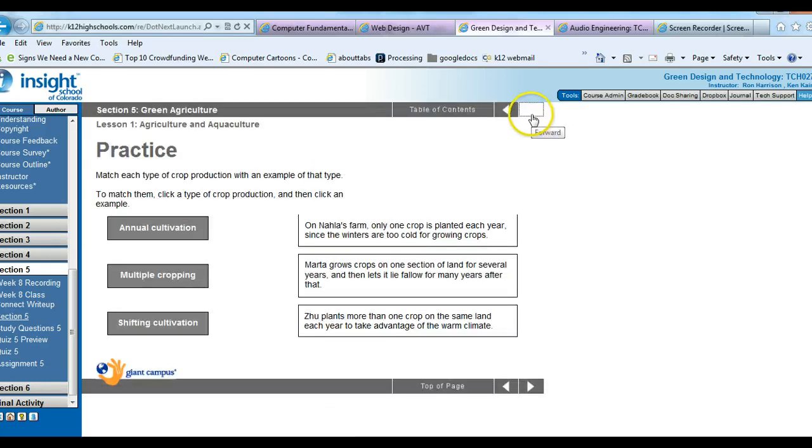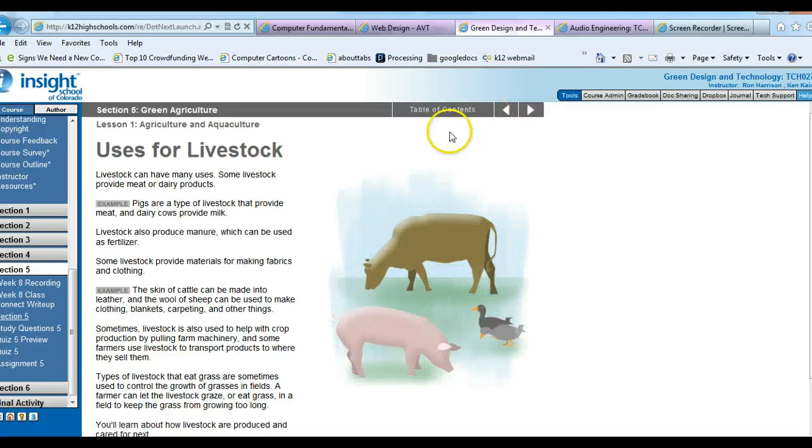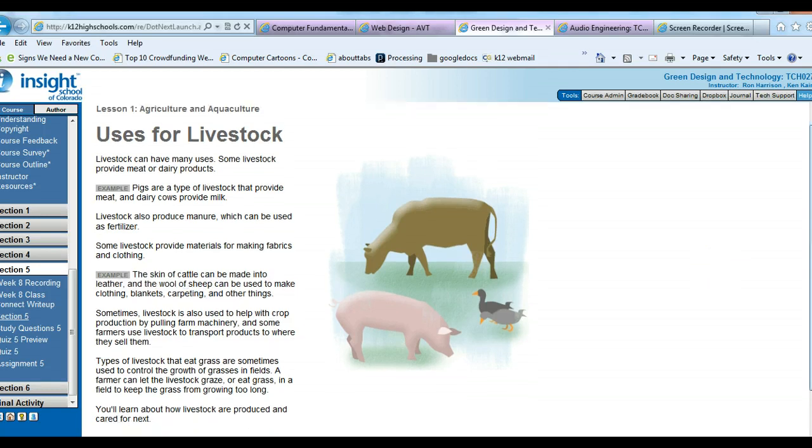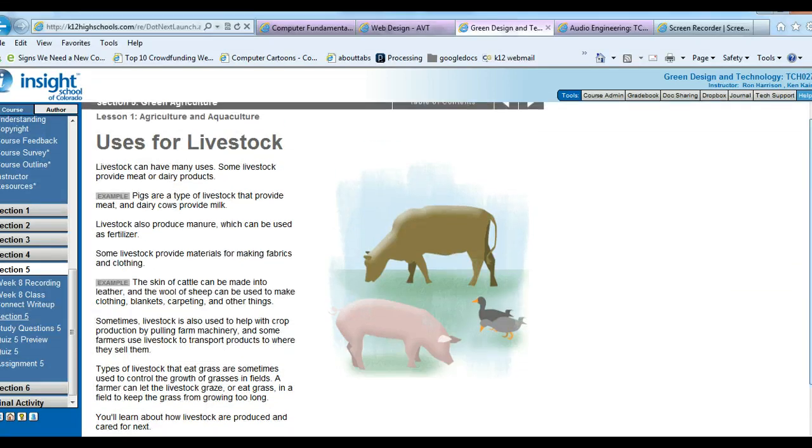through that drag and drop activity. And then livestock. Of course, with livestock we're talking about usually meat and dairy products. So you have pigs, cows, those types of things. And of course, with livestock, the byproducts, the manure, can be used for fertilizer. Some livestock can be used for fabrics and clothing. So you can see the skin from cows is used for leather. Wool from sheep can be used for lots of different things. So it's more than just meat. There are lots of things that livestock can be used for.